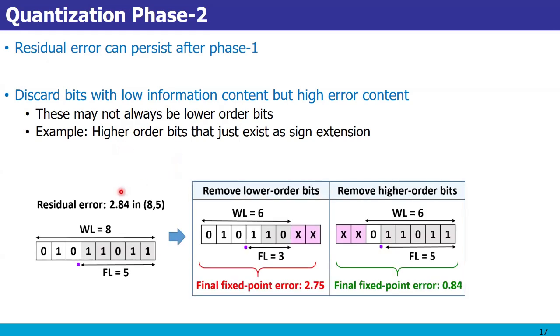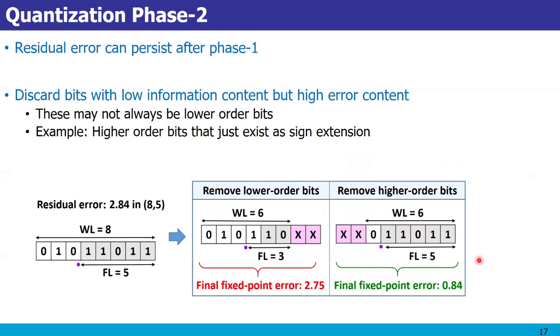We can see it in this example again. The error we had was 2.84 in the 8,5 format, and let's say my final target is the 6,3 format. So I have to eliminate 2 bits from somewhere. If you eliminate the 2 LSBs, your error is marginally reduced, not that much of a change. But if the 2 MSBs are ignored, then the change is a lot. In this case, the MSBs won't affect the accuracy because we are talking about the delta. For the original ideal output, assume that both these positions are sign extensions. That way, you are keeping all the information, but getting rid of most of the error.